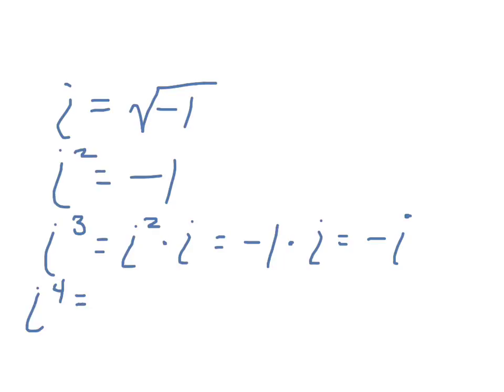So now I'm going to do I to the fourth. What 2 numbers could add up to be 4? 2 and 2, 3 and 1. 2 and 2 is easier. If I say that that's the same as I squared times I squared, what's I squared equal to again? So I'd have negative 1 times negative 1. What's negative 1 times negative 1? Positive 1.